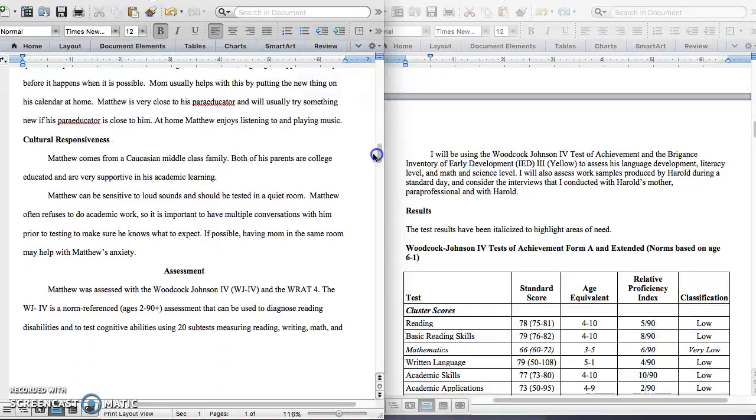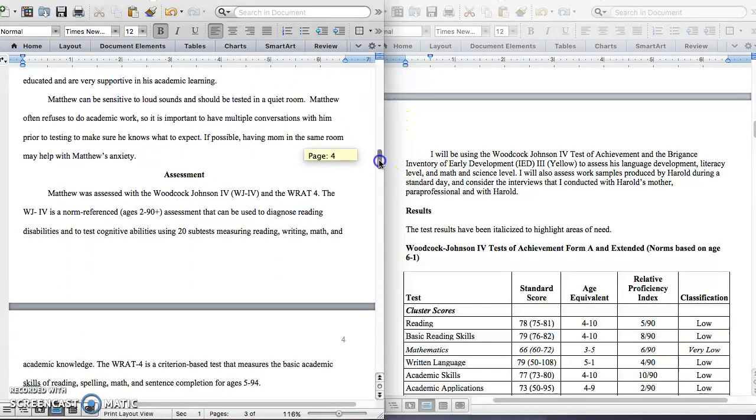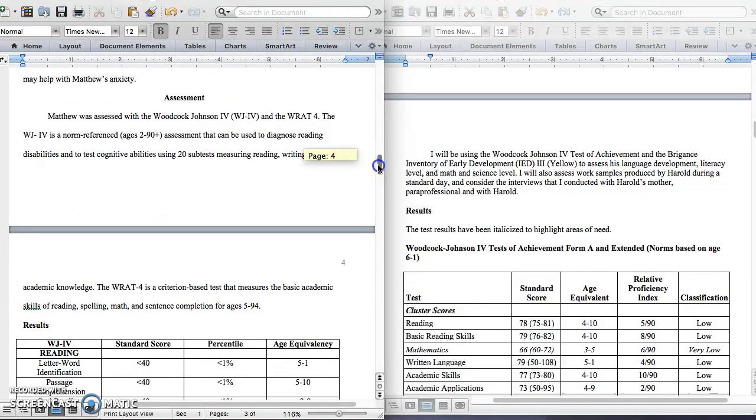Now, this student also included a piece about the cultural responsiveness and what she was doing to ensure that the student was taken care of in the best way possible. And then she went through and talked about the different assessments. She gave a sentence about each assessment. So here, Matthew was assessed with the Woodcock-Johnson 4 and the RAP 4.